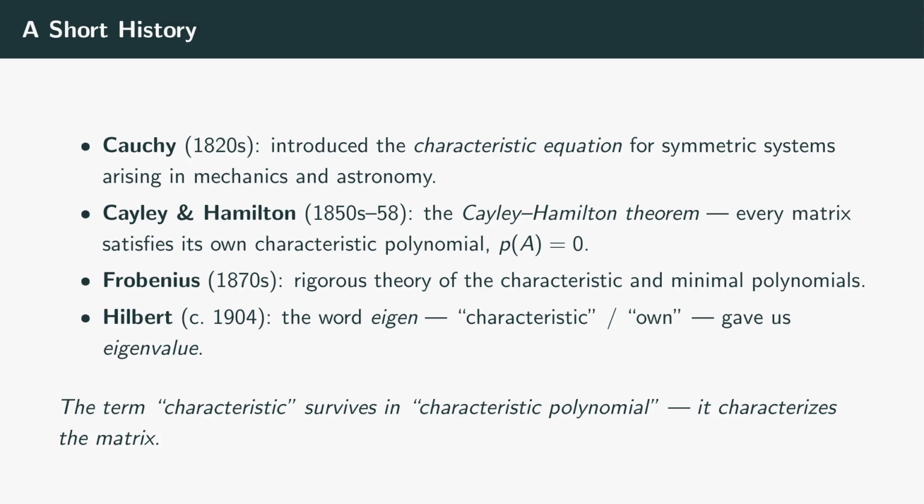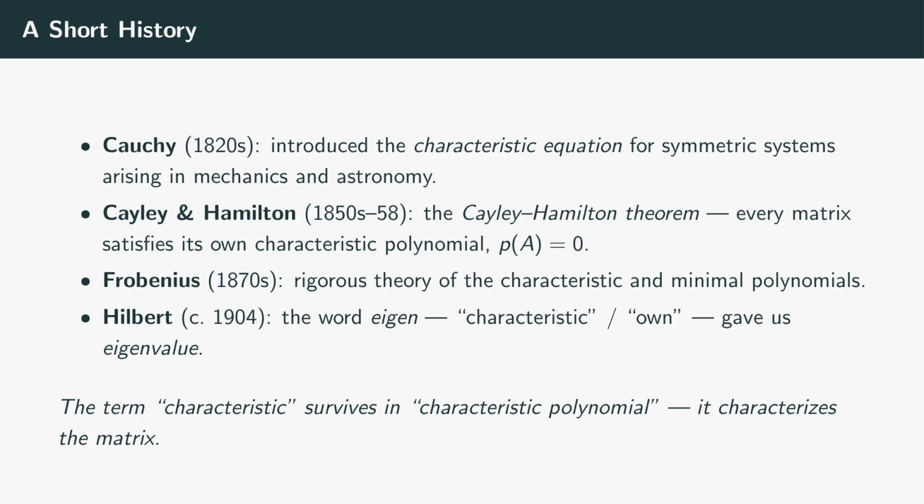A little history to close. The characteristic equation itself goes back to Augustin Louis Cauchy in the 1820s, who introduced it while studying symmetric systems that arise in mechanics and in the astronomy of planetary orbits. He needed the special values that govern how such systems oscillate. In the 1850s, Arthur Cayley and William Rowan Hamilton discovered a remarkable fact now called the Cayley-Hamilton theorem. Every square matrix satisfies its own characteristic polynomial. If you plug the matrix itself into its characteristic polynomial, you get the zero matrix, a deep and useful identity.